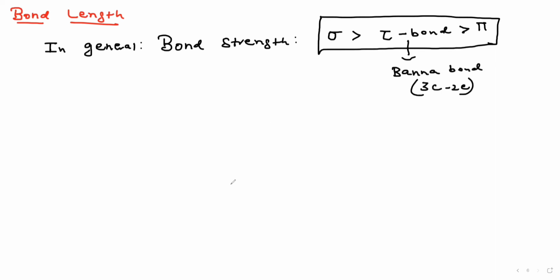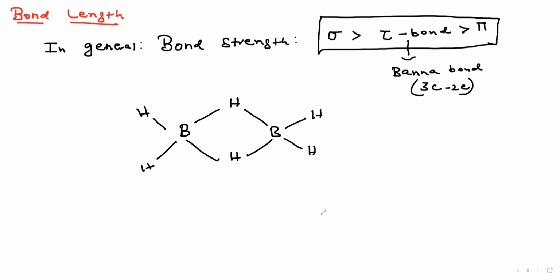Now, in case of diborane, which type of bond is present? Sigma bond is present and tau bond is present, right? Now I draw boron, here hydrogen, here also hydrogen, boron, here hydrogen, this is hydrogen, this is also hydrogen, here hydrogen, here boron. Now note, this is A, this is B.